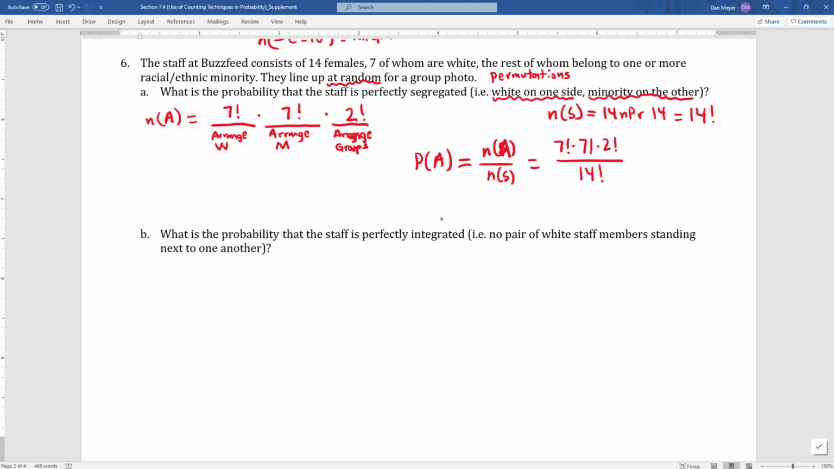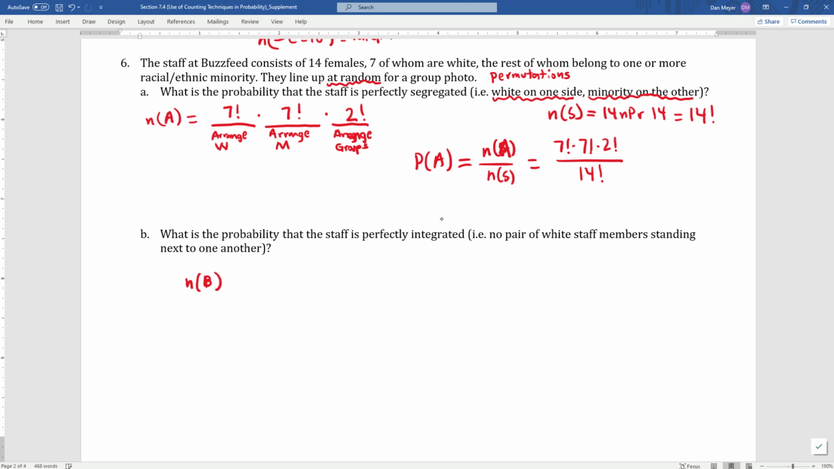In B, what is the probability that the staff is perfectly integrated? So no pair of white staff members standing next to one another. So basically it goes white, minority, white, minority, white, minority. They're alternating. And the idea here is basically the same. I guess there's a clever way.